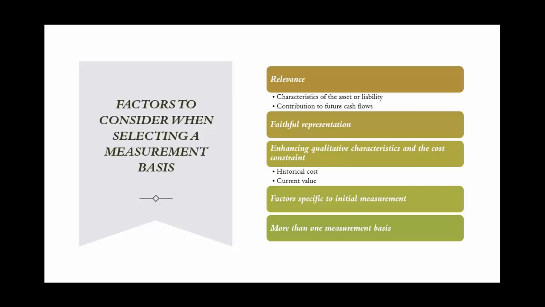Number 5, more than one measurement basis. Different measurement bases may be appropriate for different types of assets or liabilities within the same entity, depending on their nature, purpose, and relevance to stakeholders. For example, a company may use historical cost for its property, plant, and equipment, PP&E, to maintain consistency and reliability, while employing fair value for its financial instruments to provide users with current market-based information.